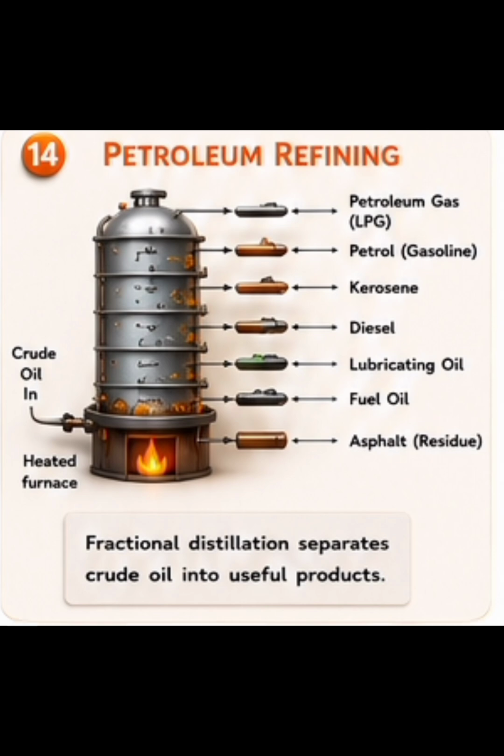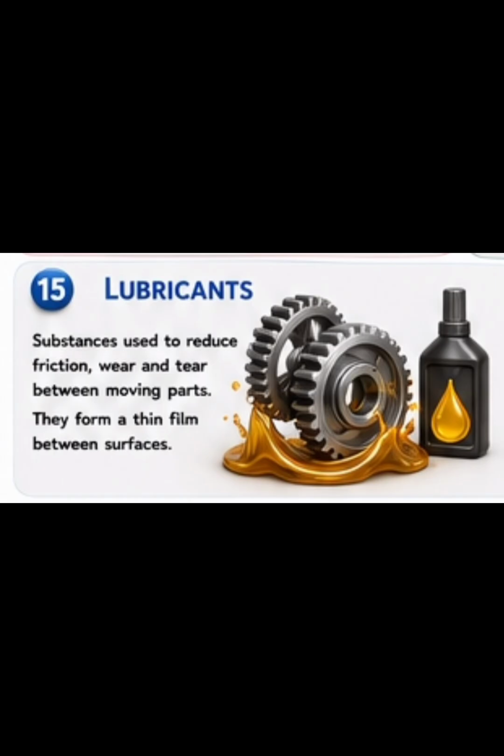Finally, let us discuss lubricants. Lubricants are substances used to reduce friction, wear, and tear between moving parts of machines. They form a thin protective film between the surfaces in contact, ensuring smooth operation.